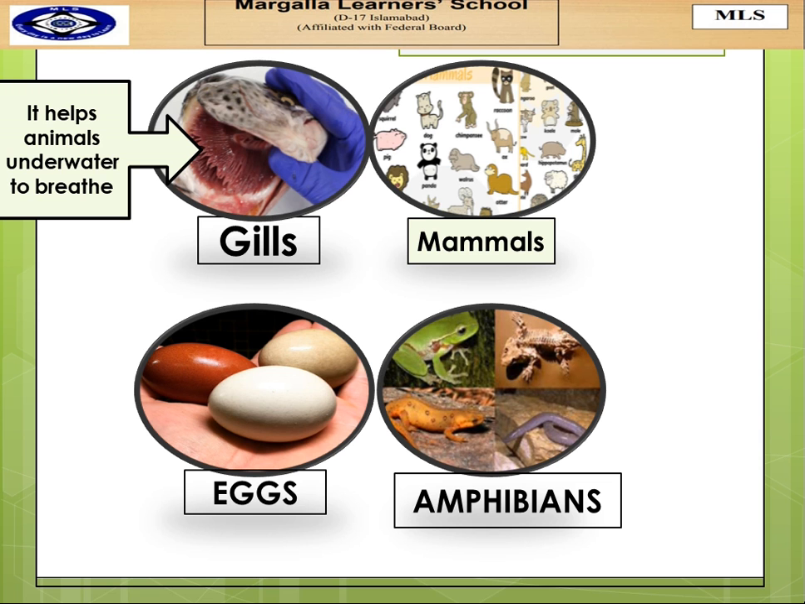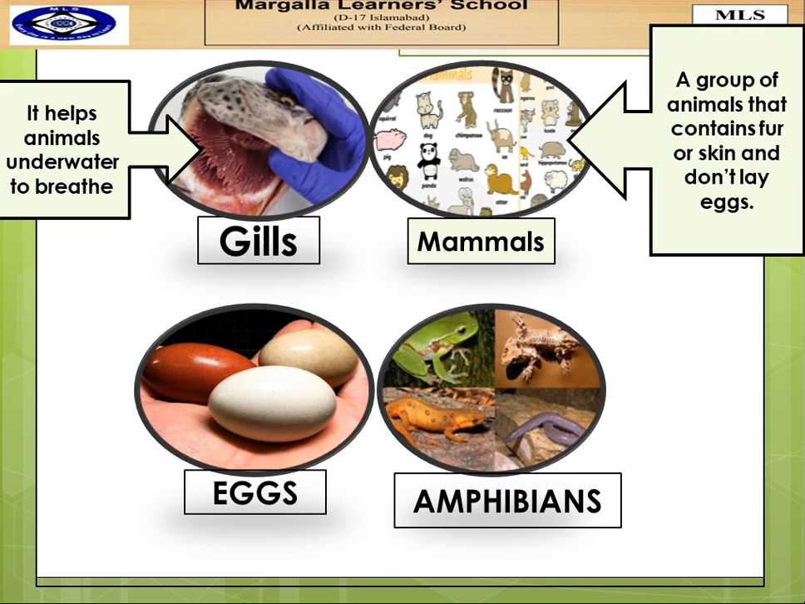Mammals. Mammals are a group of animals that contains fur or skin. Mammals don't lay eggs. Me, you, we are all mammals.